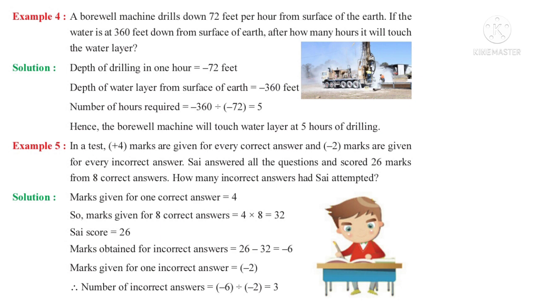Solution. Depth of drilling in 1 hour. Observe the word down, 72 feet. Here down indicates minus, so minus 72 feet. Depth of water layer from surface of earth.